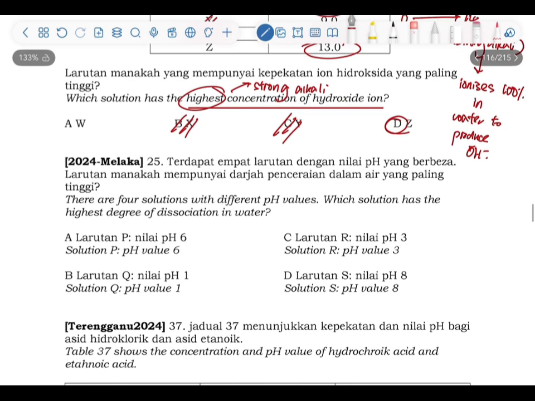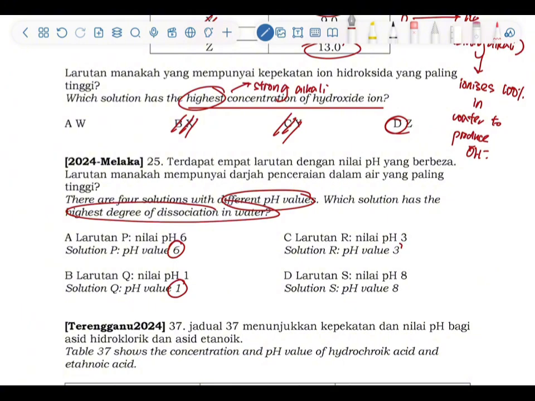Okay, next. There are 4 solutions with different pH value. Which solution has the highest degree of dissociation in water? So let's look at the question we have. Okay, we have solution with pH 6. We have solution with pH 1. We have solution with pH 3, and we have solution with pH 8.